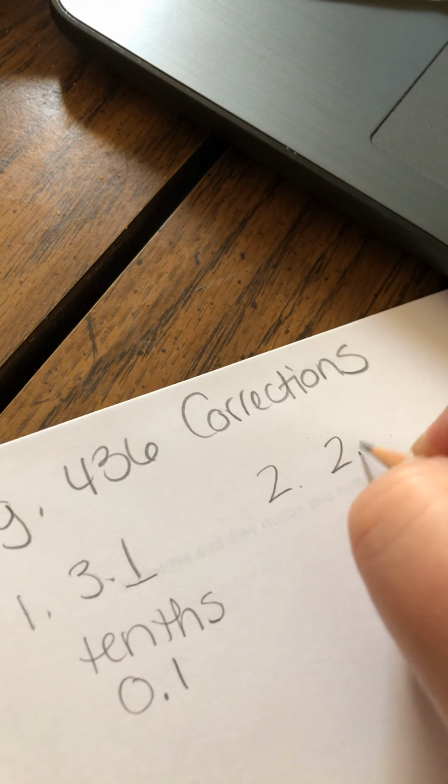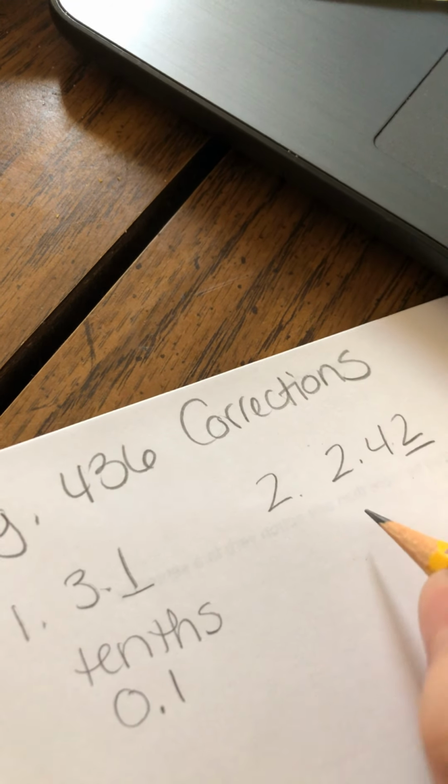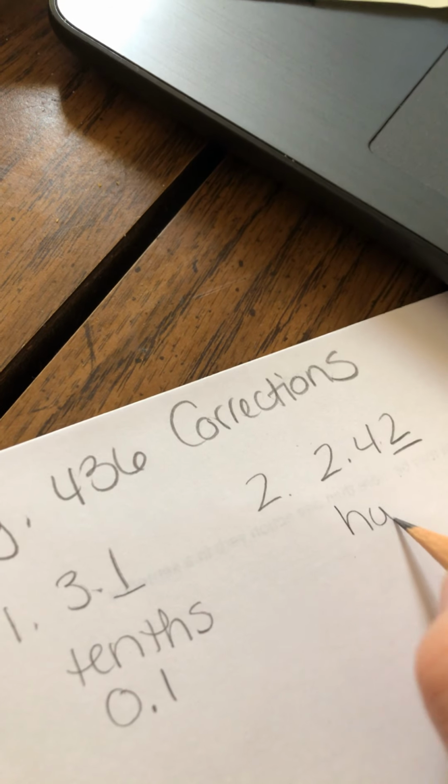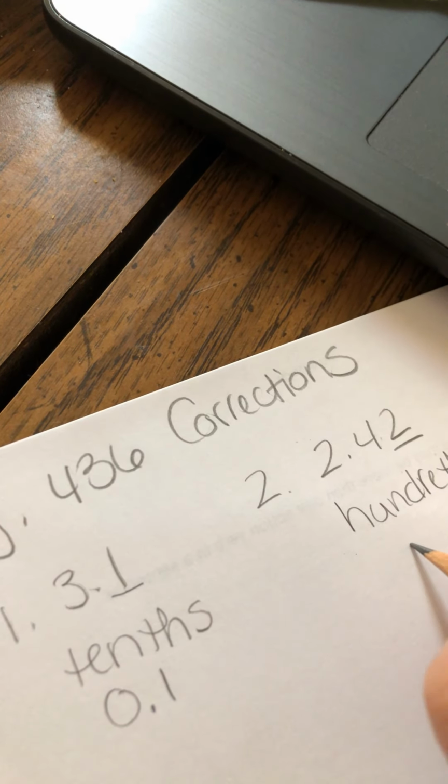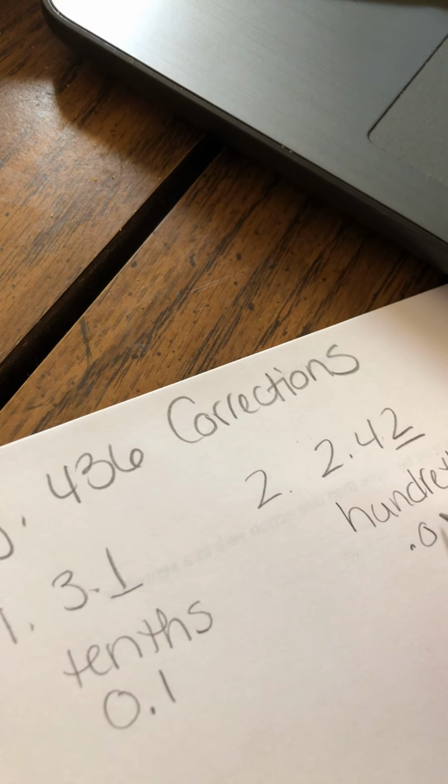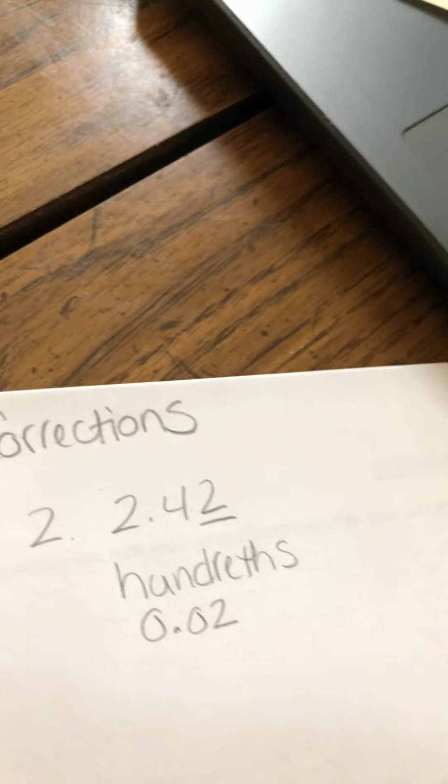Number 2 was 2.42, and the 2 was underlined. So the place is the hundredths, and the value is 0.02 or 2 hundredths.